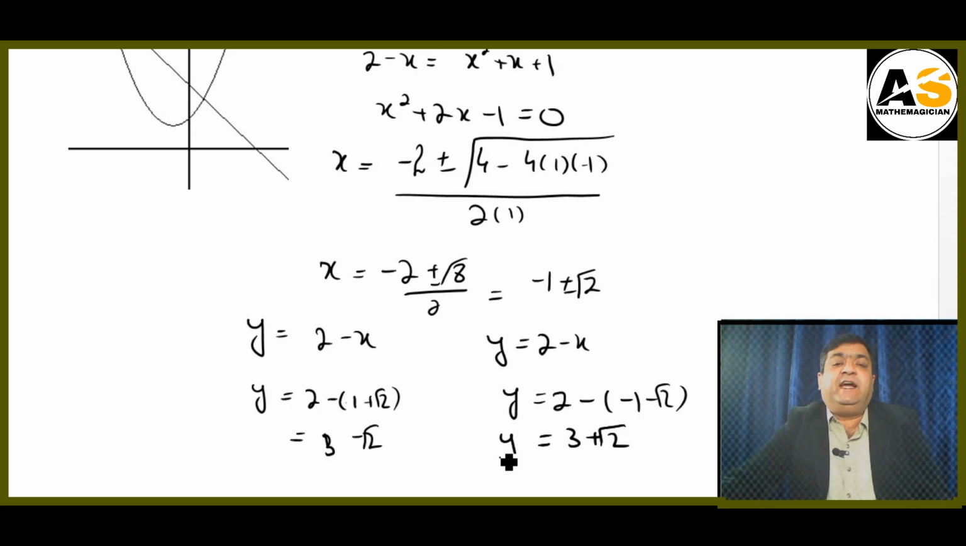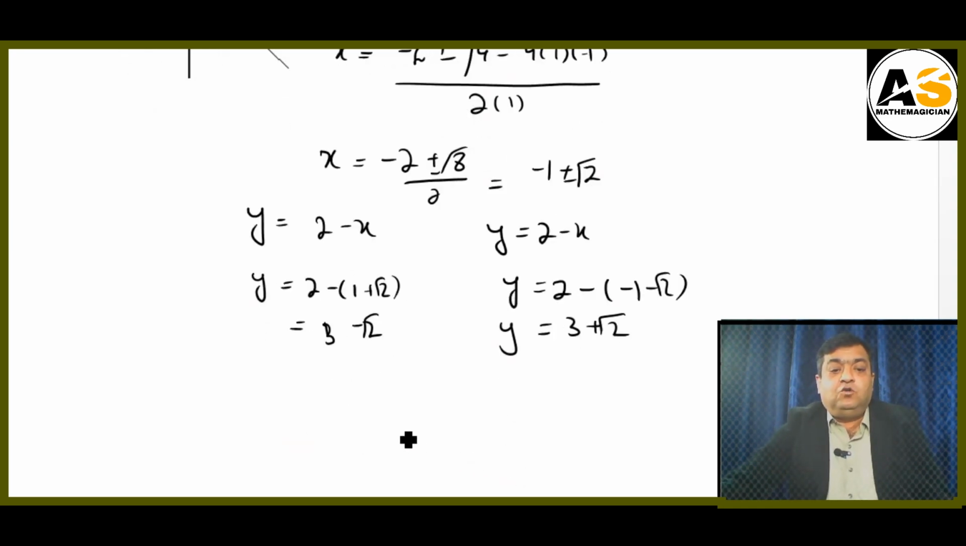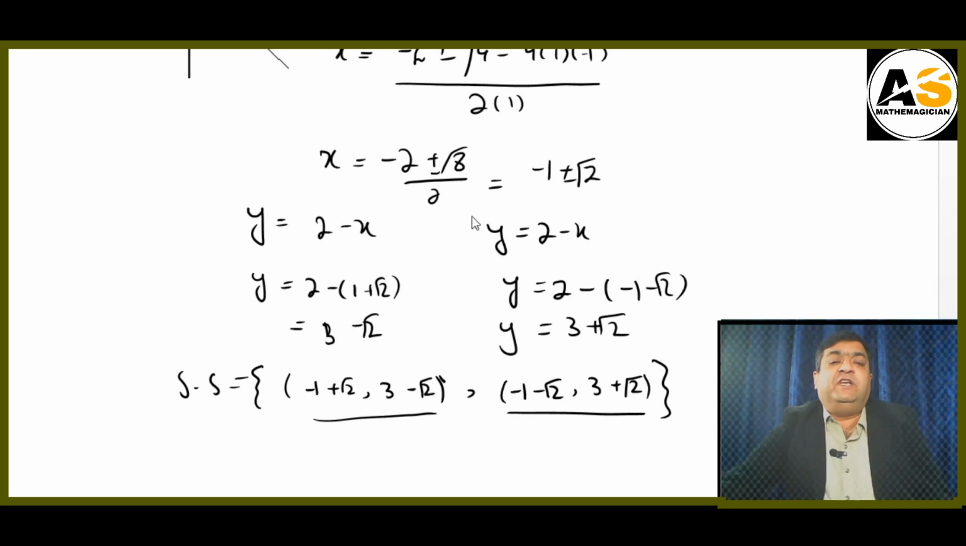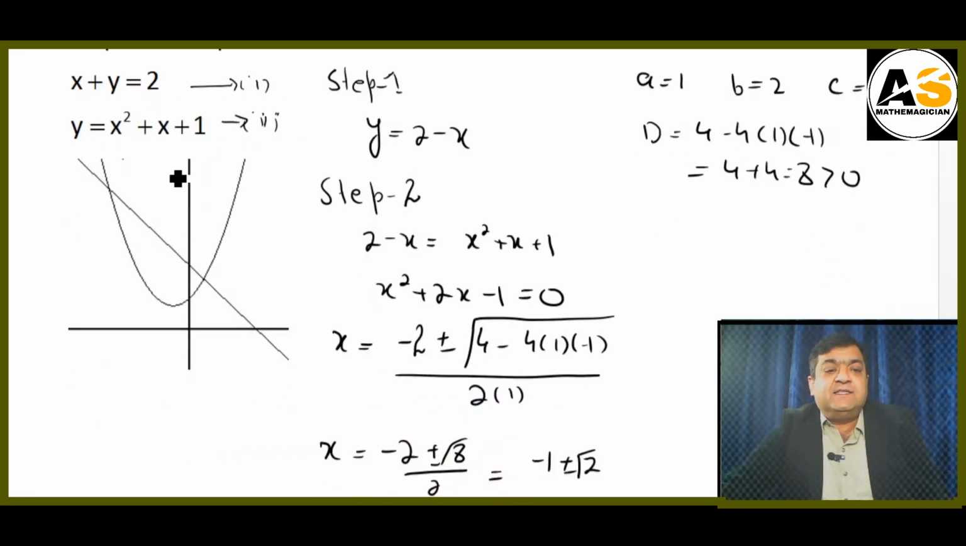So what did we get? We got two different points in the plane. In the first point, x was minus 1 plus under root 2 and the corresponding value of y was 3 minus under root 2. The second point was x equal to minus 1 minus square root 2 and the corresponding value of y was 3 plus square root of 2. So we got two different points at which these two lines intersect.